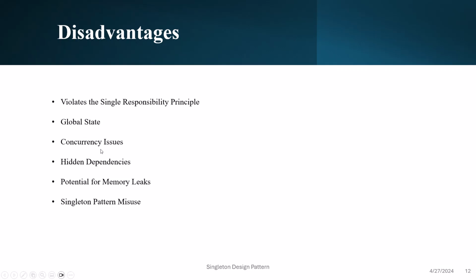Then concurrency issues. Implementing a thread safe singleton can be challenging, especially in a multi-threading environment. If not properly synchronized, concurrent access to the singleton instance can lead to deadlocks or other concurrency issues. Then again, hidden dependencies. Classes that depend on a singleton are tightly coupled to it, which can make it harder to refactor or replace the singleton. So when we use hidden dependencies, this can increase the complexity of the code base and hinder the flexibility.